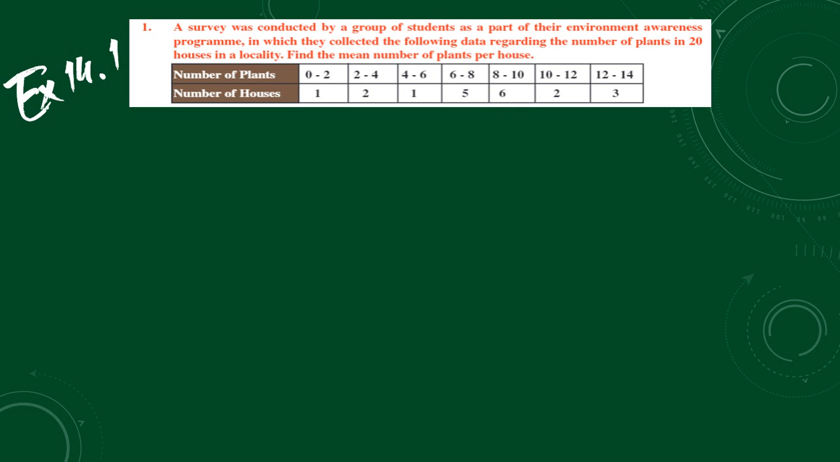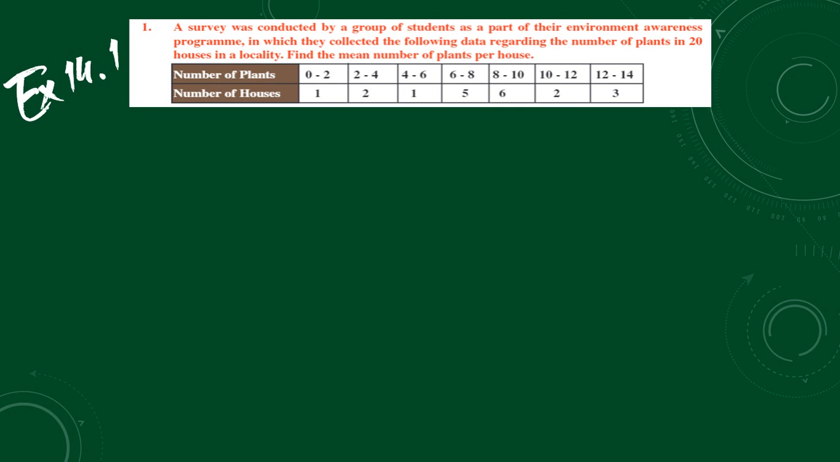The first question: a survey was conducted by a group of students as part of their environment awareness program, in which they collected the following data regarding the number of plants in 20 houses in a locality. Find the mean number of plants per house.